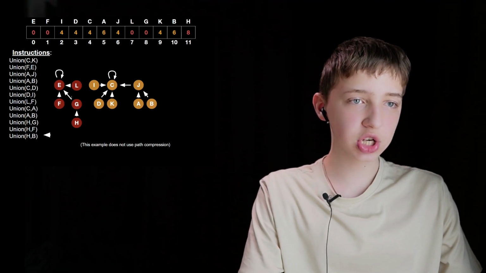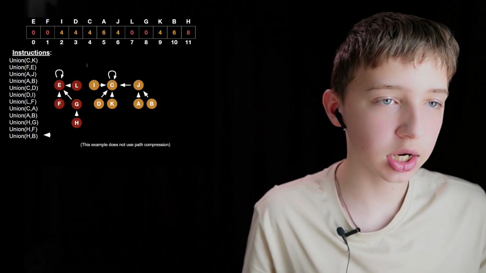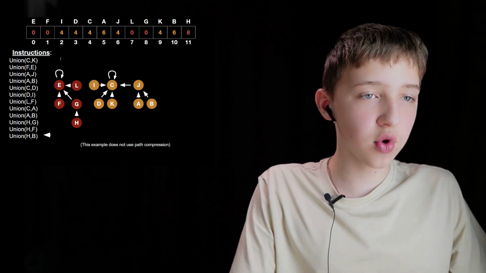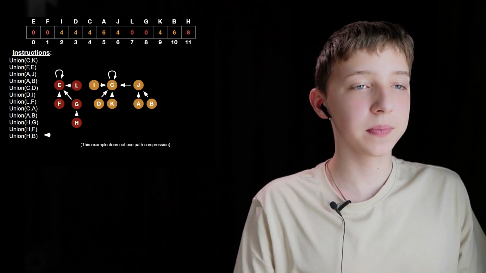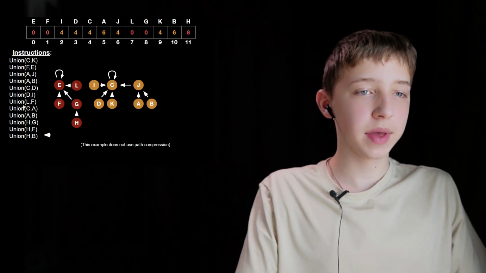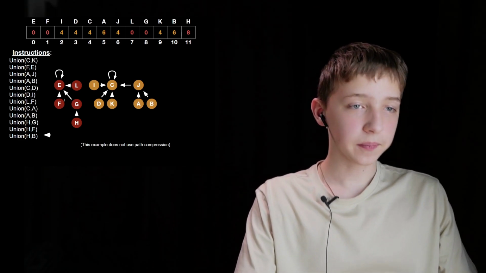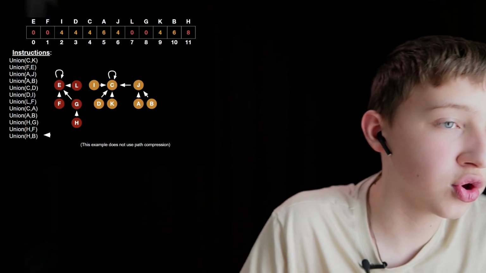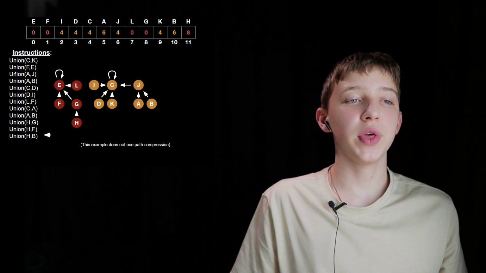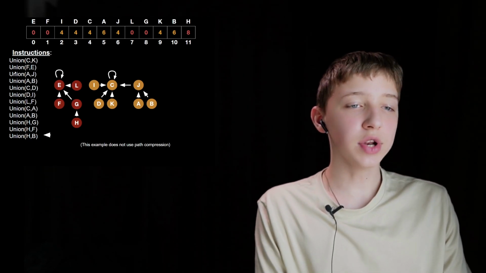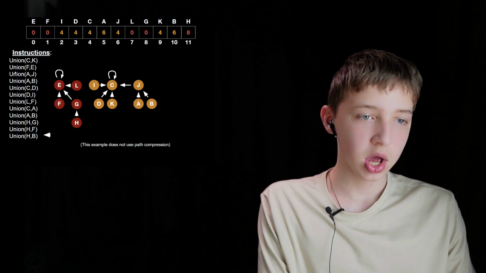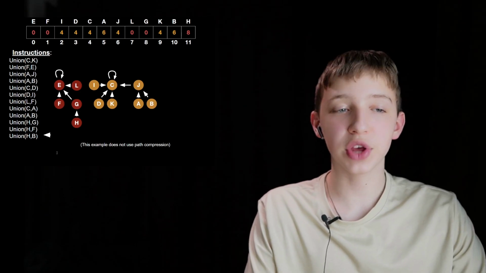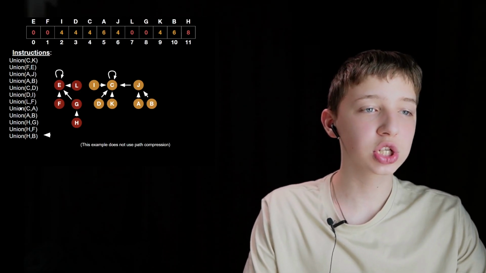And now the last instruction is to merge H and B. H's root node, as we know already, is E, because it is in the red group, if we follow up the chain: that's H, D, and E. And B's root node is C, because we can go from B to its parent node, and the parent node now is C. Since the orange component is larger than the red component, we're going to point the root of the red component to the root of the orange component. So now E points to C.